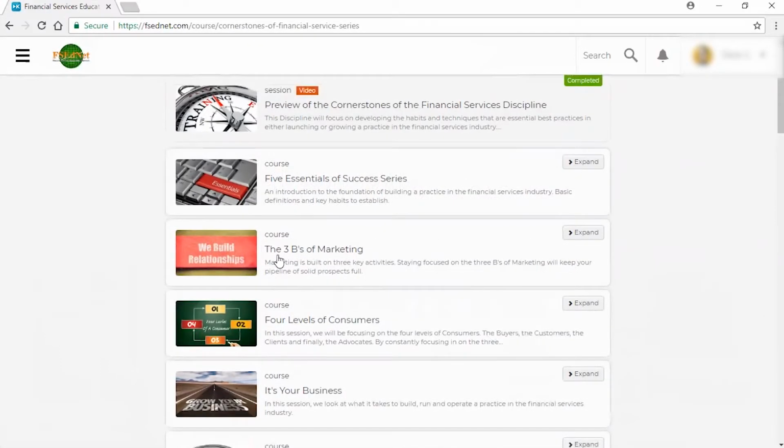In the 3 B's of marketing, you will learn what marketing really is and how marketing centers around the 3 B's: beginning new relationships, building on relationships, and being viewed as a resource.